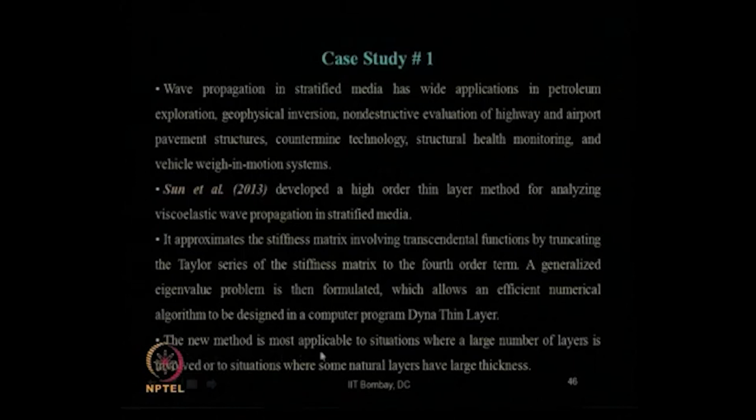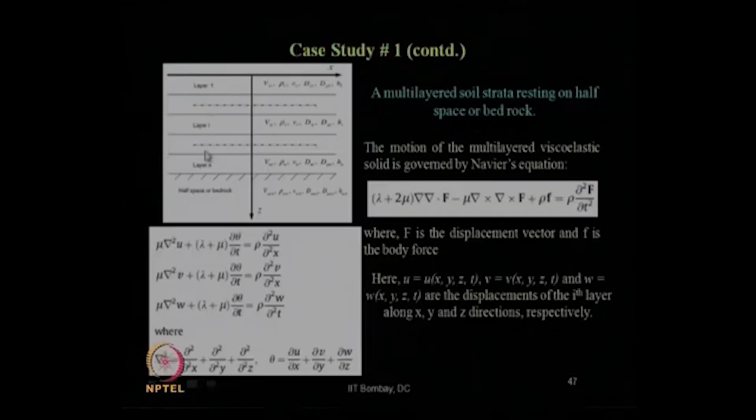The new method is most applicable to the situations where a large number of layers is involved, or to the situations where some natural layers have large thickness. So, this methodology proposed by Sun et al. is applicable for more layered soil, which is the case for many of our typical sites, as we will see later on also. Suppose it has several soil layers like this, layer 1, ith layer, nth layer, and then we have the half space or the bedrock, elastic half space. These are various layers' material properties.